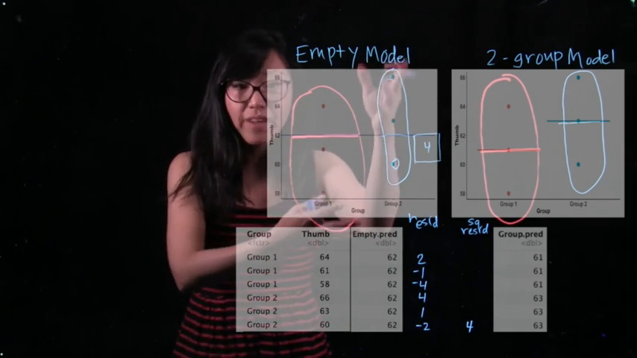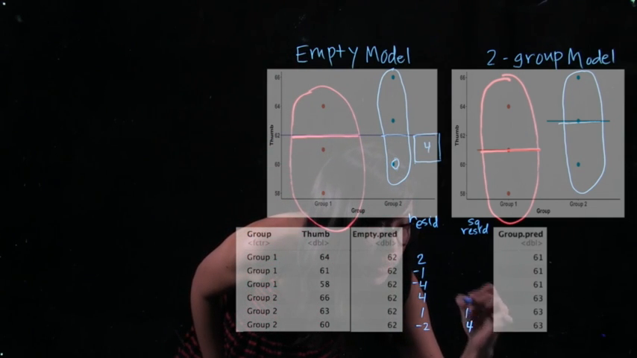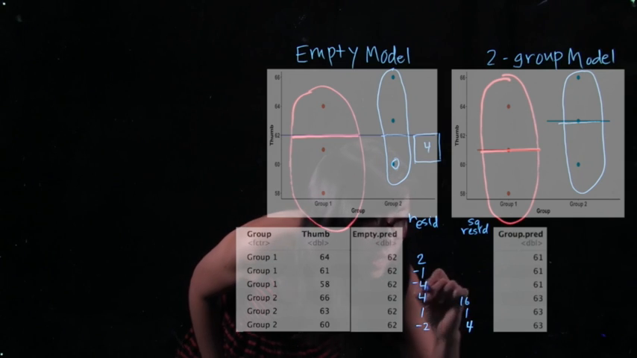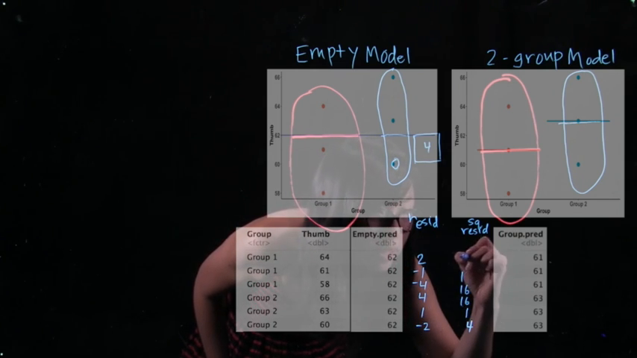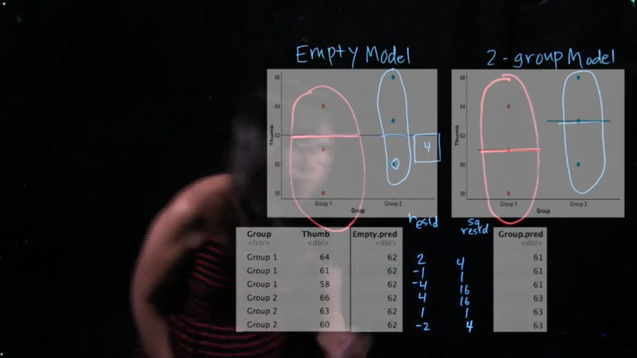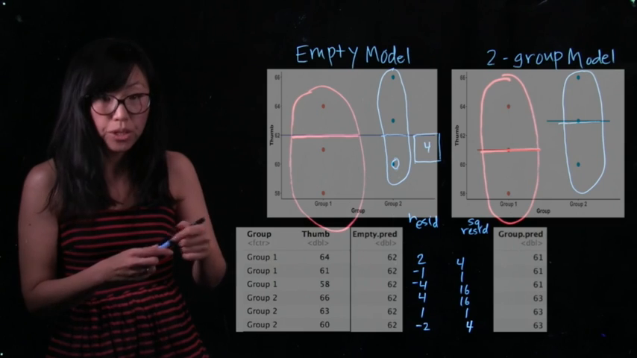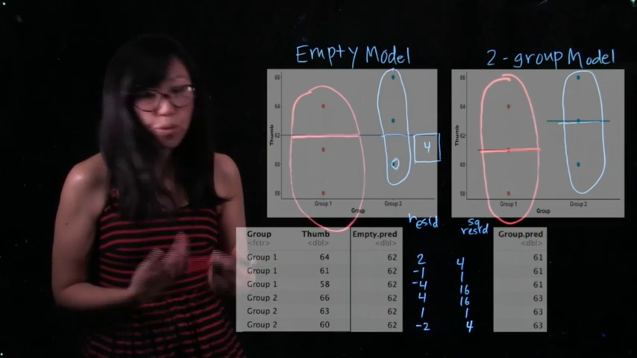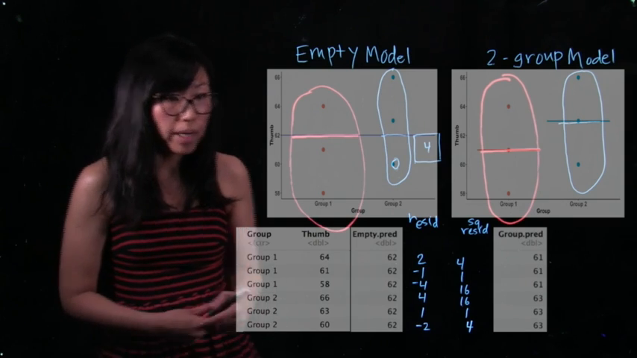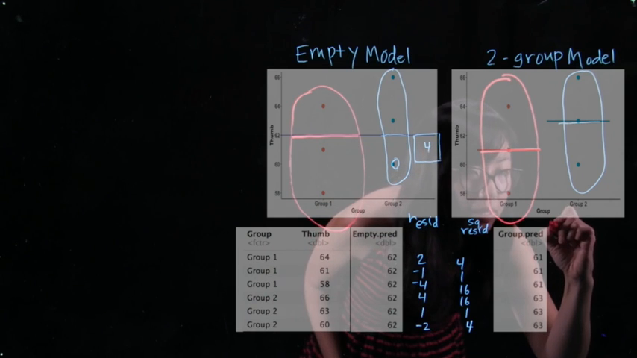And imagine that I do that for all of my dots, all 6 dots, right? So here 1 squared is 1, 4 squared is 16, negative 4 squared is 16, 1 squared is 1, and 2 squared is 4. Right? So you could see my squared residuals from the empty model, and I've put those in blue. Now I'm going to put the squared residuals from the 2 group model, and I'm going to write them over here.